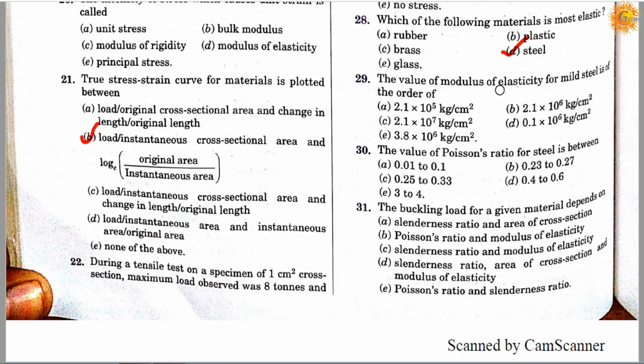The value of modulus of elasticity of mild steel is of the order of: option A, 2.1 × 10^5 kg per centimeter square; option B, 2.1 × 10^6 kg per centimeter square; option C, 2.1 × 10^7 kg per centimeter square; option D, 0.1 × 10^6 kg per centimeter square; and option E, 3.8 × 10^6 kg per centimeter square. Correct answer is B, it will be 2.1 × 10^6 kg per centimeter square.